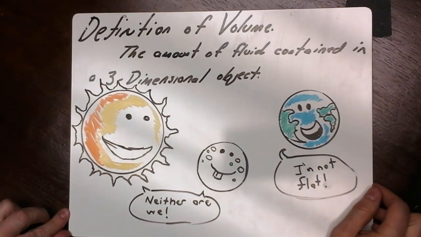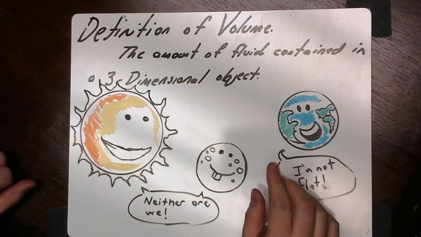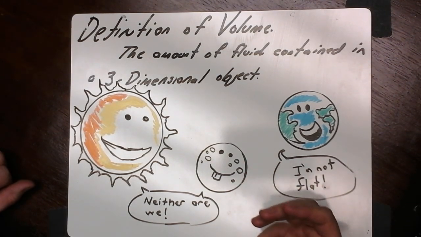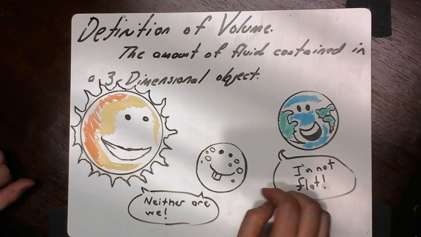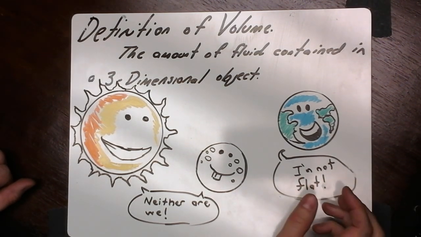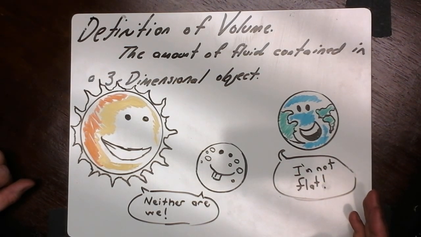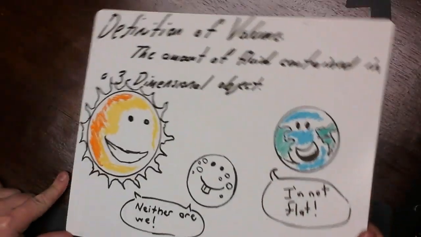Okay, first let's talk about the definition of volume. The amount of fluid contained in a three-dimensional object. We'll talk about 3 dimensions. Let's talk about fluid. Fluid is referring to anything such as gas or liquid that can go into an object, like your cup. How much air can your cup hold? How much water or orange juice will your cup hold? We're going to figure that stuff out mathematically. All right, let's take a look at the first example.